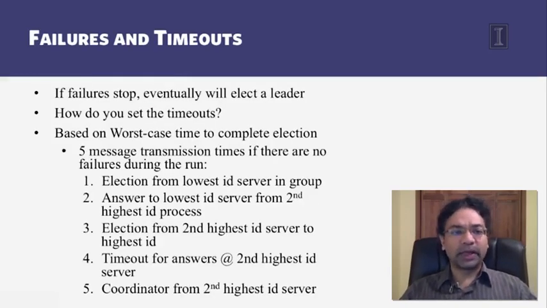So if failures stop in the system, eventually you do elect a leader, but if failures keep happening, then you may never ever elect a leader. But how do you set these timeouts? How long do processes wait? Well, how long processes wait really depends on the worst case time to complete election.